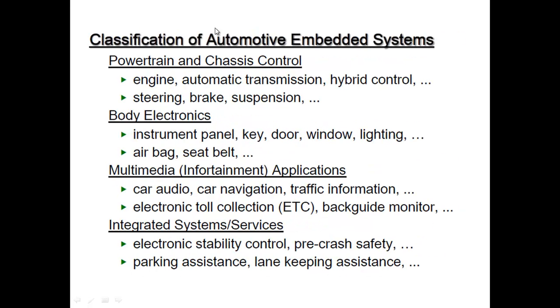So what is the classification of automotive embedded systems? We have powertrain and chassis control, which includes the engine, automotive transmission, hybrid control, steering, brake, suspension and all. Then body electronics will include the panel, key, door, window, lighting, then airbag, seat belt and all those things.